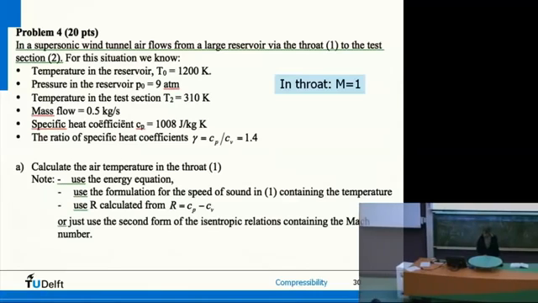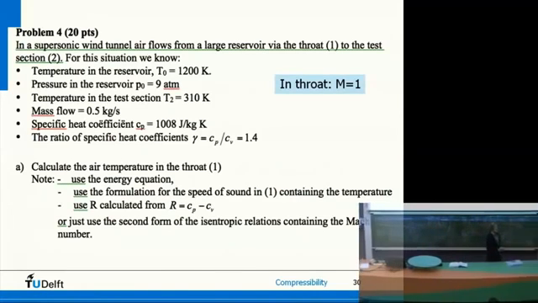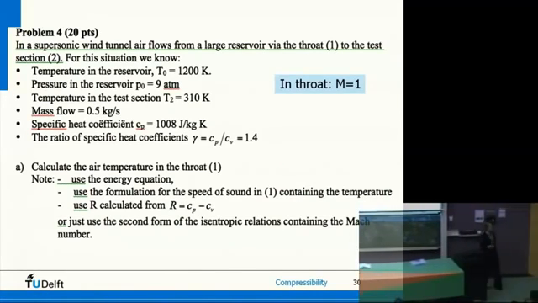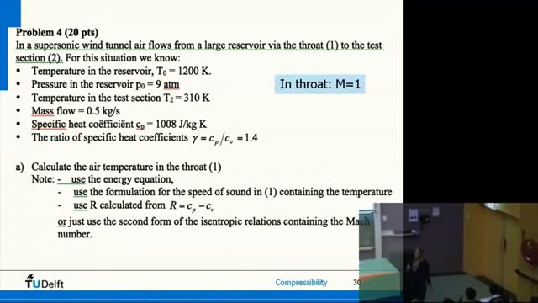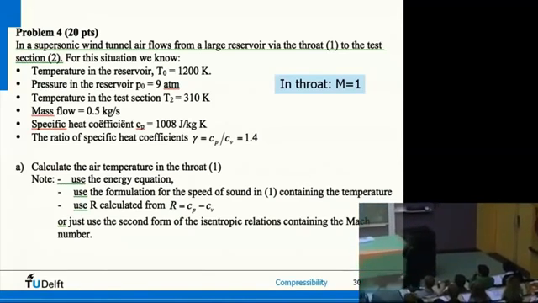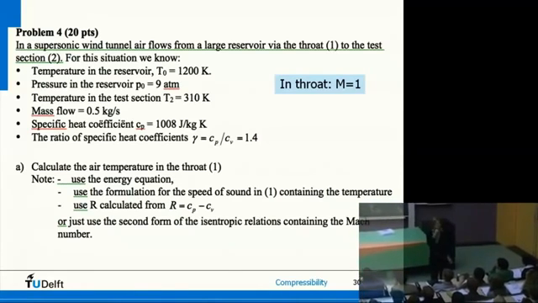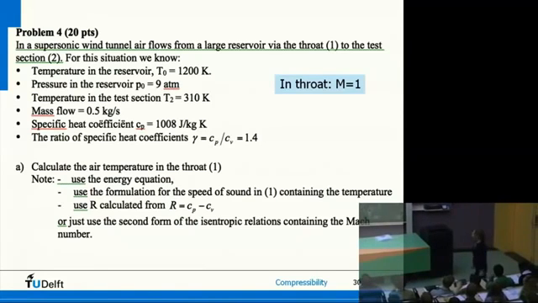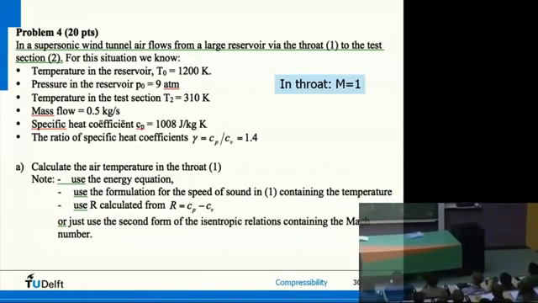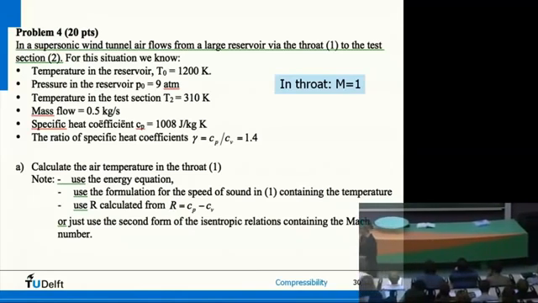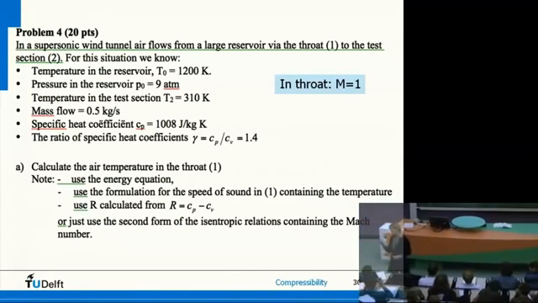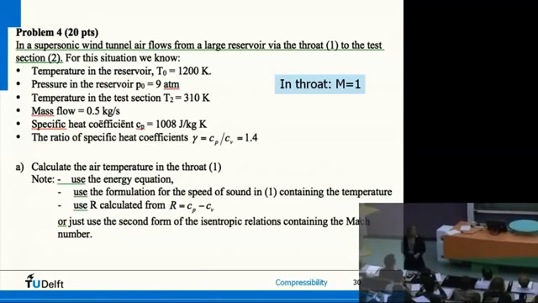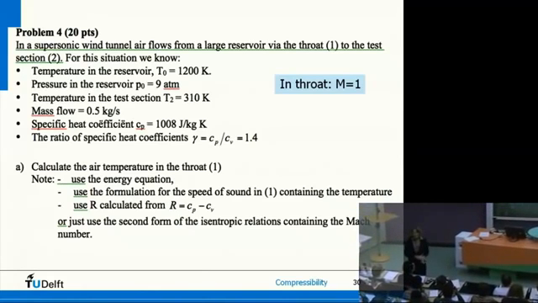Then I have one exam question I would like to practice with you. It was from November last year, 2010. The problem: a supersonic wind tunnel. Good question, can we do this for supersonic flows? Yes, as long as we don't have shocks. As long as we have isentropic expansions, no friction, no heat added or subtracted, which is standard in our tunnels, we can apply isentropic flow.